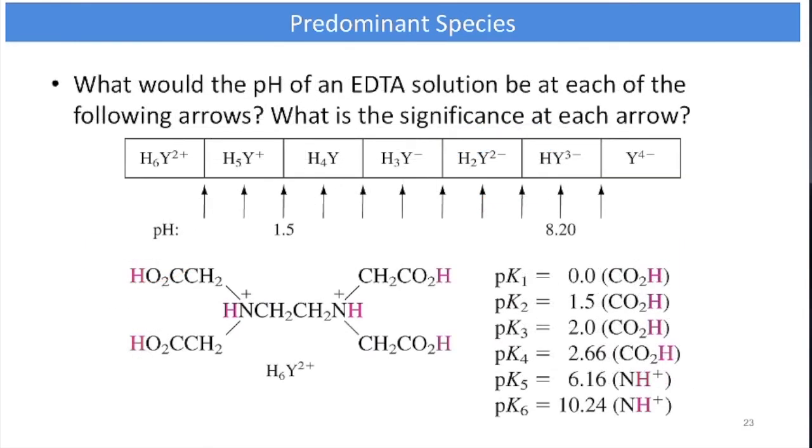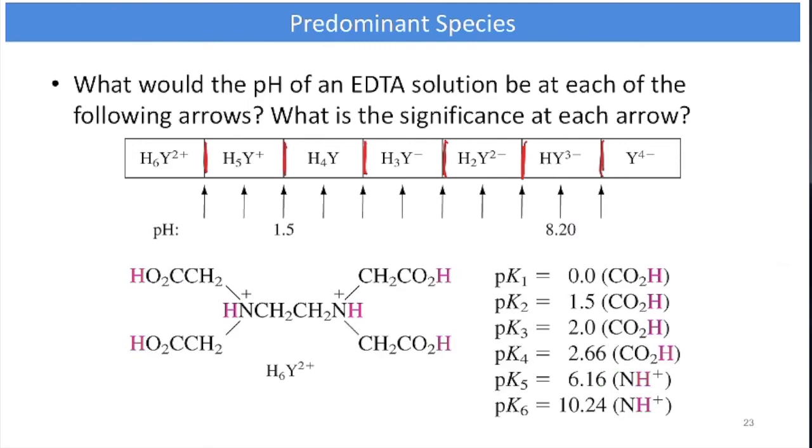Okay, last one. What would the pH of an EDTA solution be at each of the following arrows? And what is the significance of each arrow? I've already mentioned that the significance of the arrows at these particular points is where the pH equals the pKa. And the significance of the other arrows is just that the predominant species will be the one that it's pointed at.